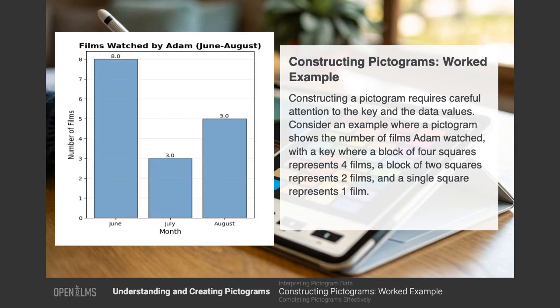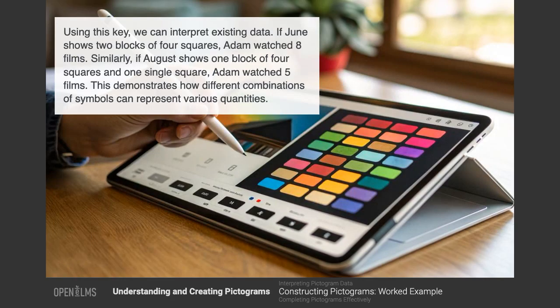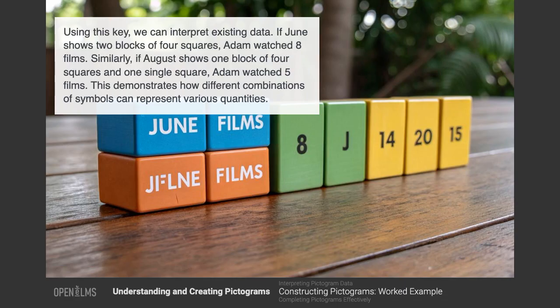Constructing pictograms, worked example. Constructing a pictogram requires careful attention to the key and the data values. Consider an example where a pictogram shows the number of films Adam watched, with a key where a block of 4 squares represents 4 films, a block of 2 squares represents 2 films, and a single square represents 1 film. Using this key, we can interpret existing data.